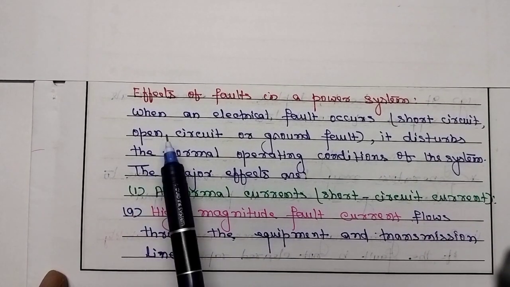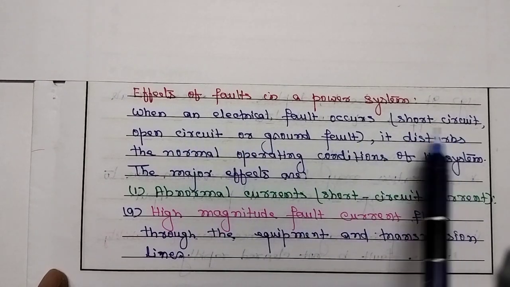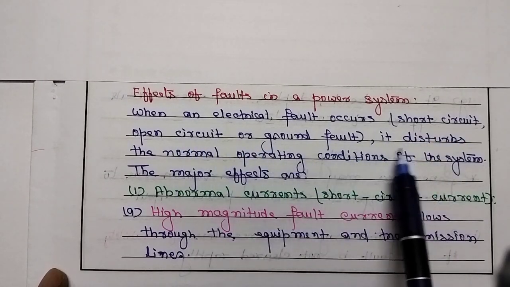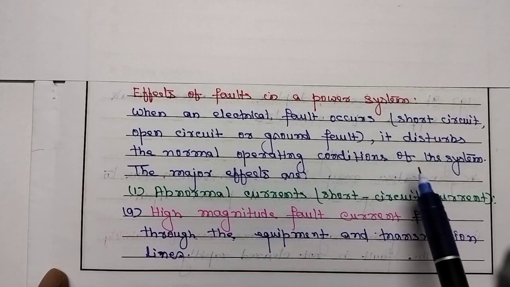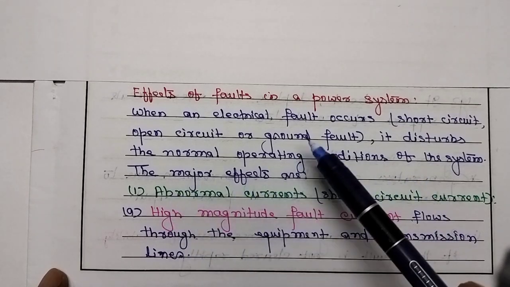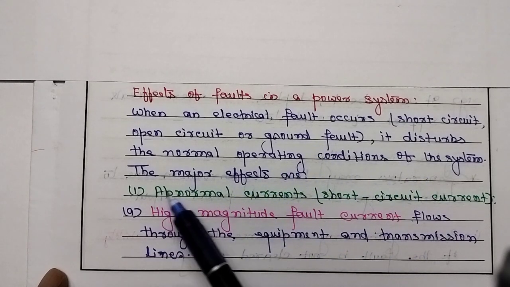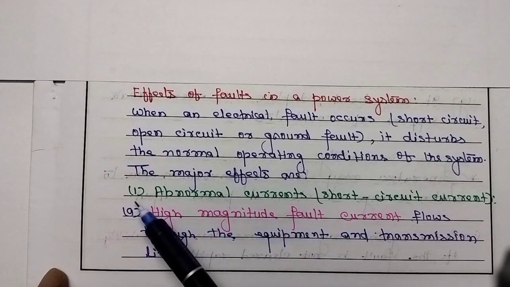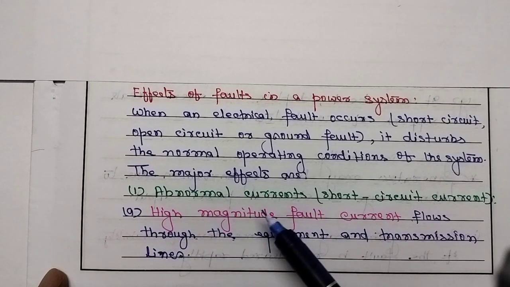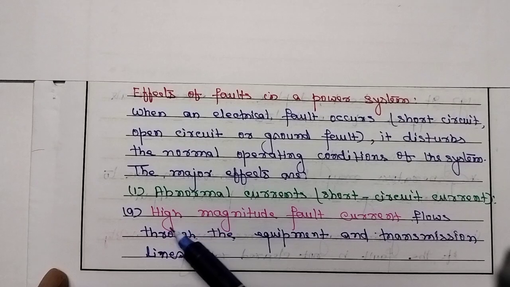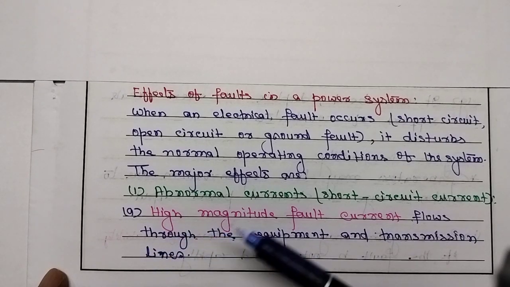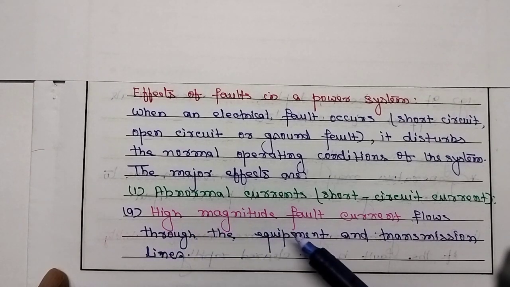The first point that I have written: when an electrical fault occurs, short circuit, open circuit, or ground fault, it disturbs the normal operating conditions of the system. That is called the fault, which I have discussed. Next, the major effects are, first, abnormal currents. In abnormal currents, high magnitude fault currents flow through the equipment and transmission lines.